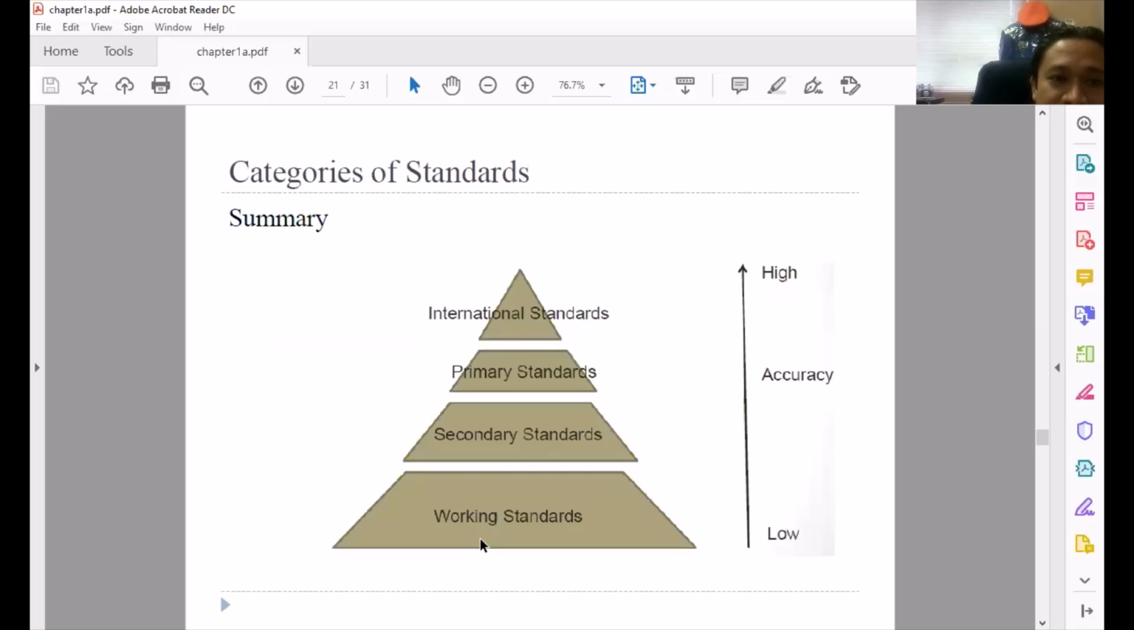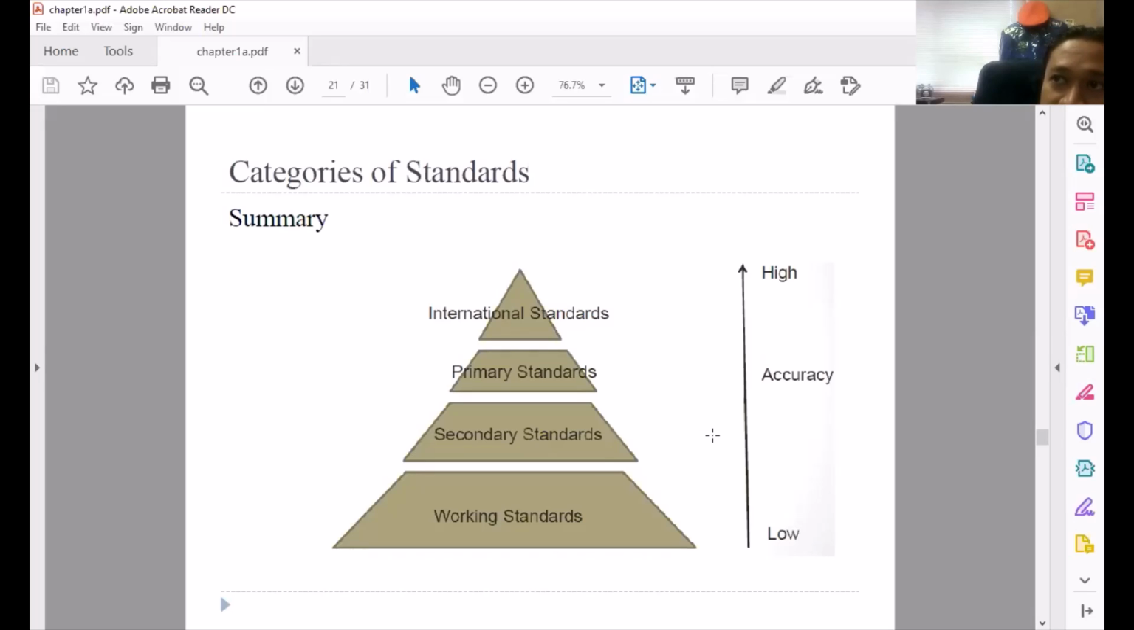So this is a summary of the standards. You can see the international is the highest standard, very high. We have to follow the international standards. Then the primary standard is about accuracy. This one is also certified by, for example in Malaysia, SIRIM. But the secondary standard and working standard need no certification. These are used in our lab.